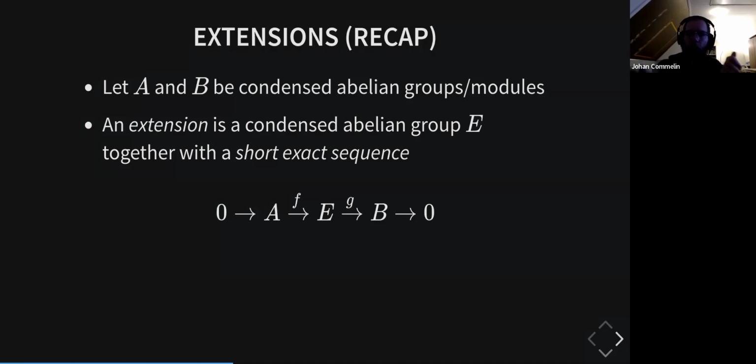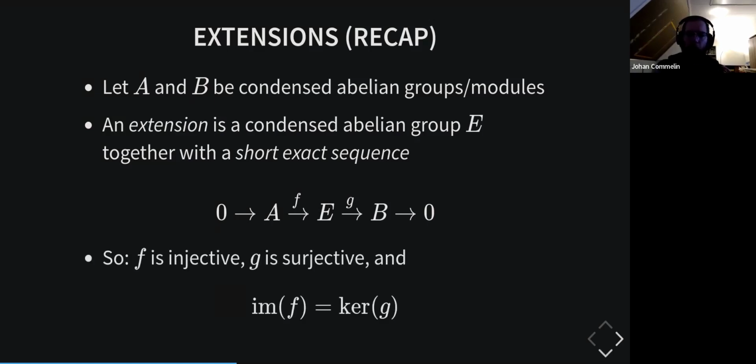So you have A and B, and you have a new object E in the middle, and you want that to be short exact. In other words, F should be injective, G should be surjective. The image of F should be equal to the kernel of G. And so what we want is that if A and B are inside this category of complete modules, then every E that can be put inside such a short exact sequence should also be considered complete.